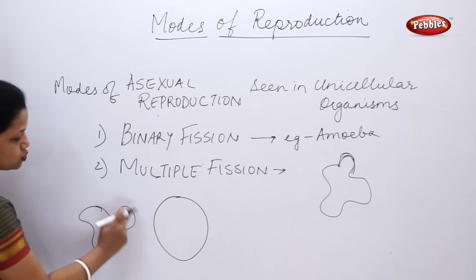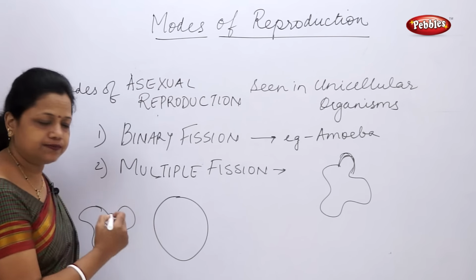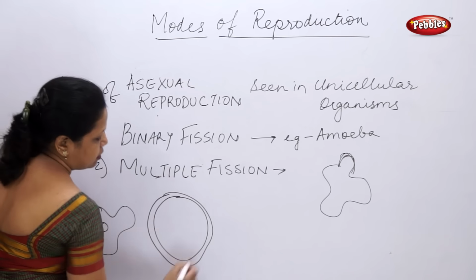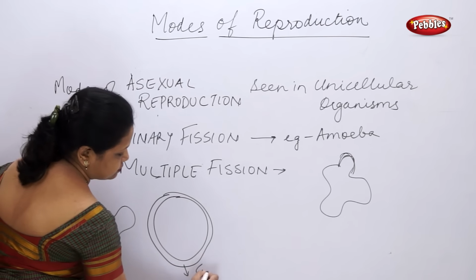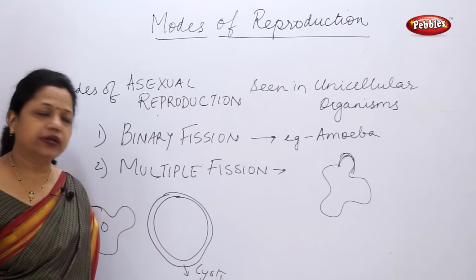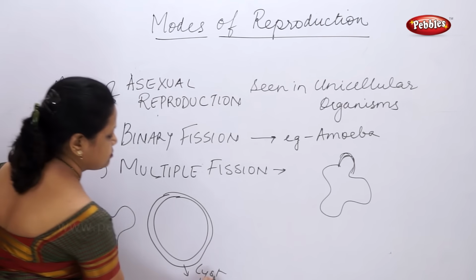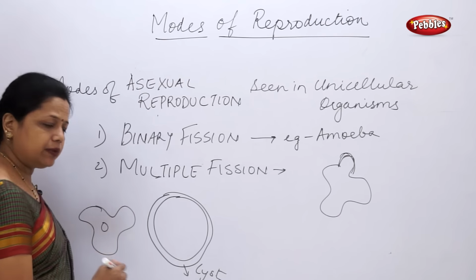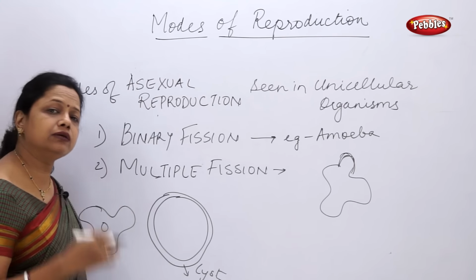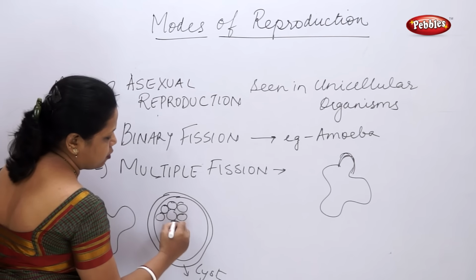Now first this was the amoeba, correct? Now this amoeba's pseudopodia are all taken inside, and it forms a round structure. Now around the round structure, a thick layer is formed which is known as cyst. Now this cyst is actually protecting the inside part of the amoeba. Now what is happening inside the amoeba? Fission takes place. That means continuous fission or continuous cell division takes place. A number of amoebas will be formed inside.